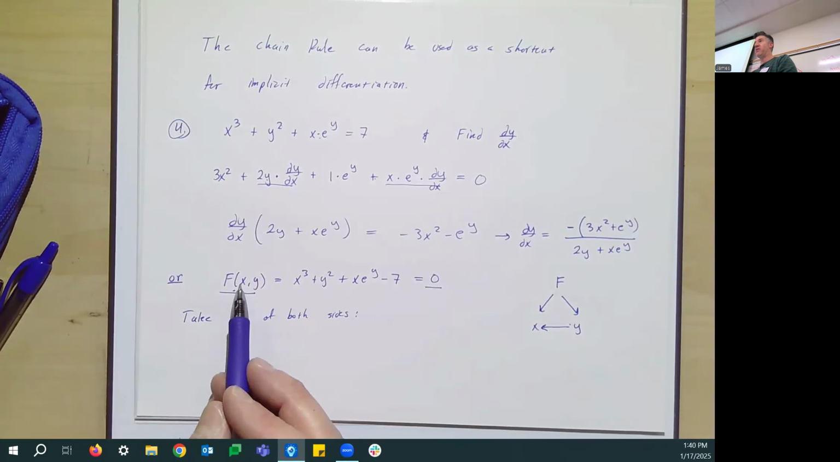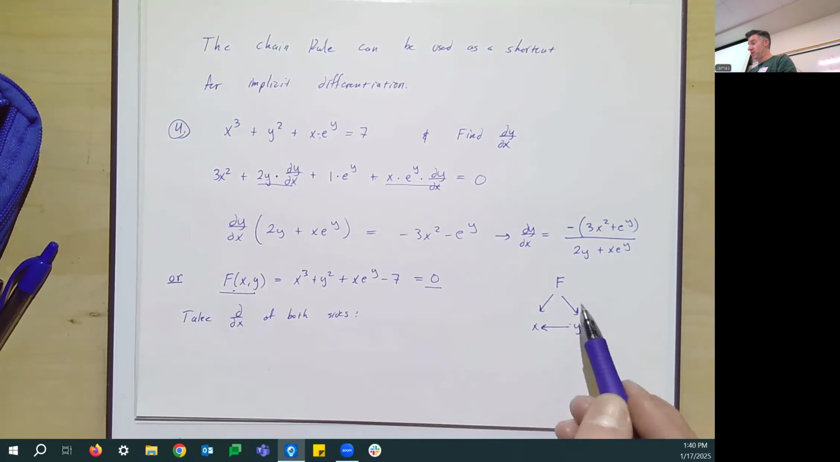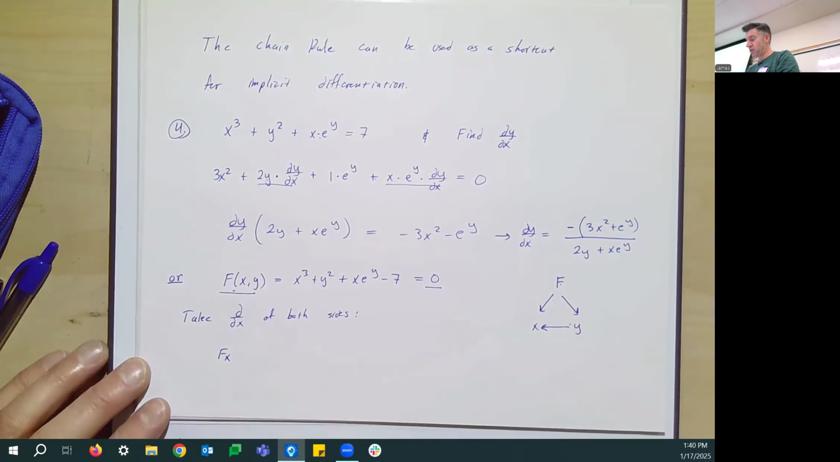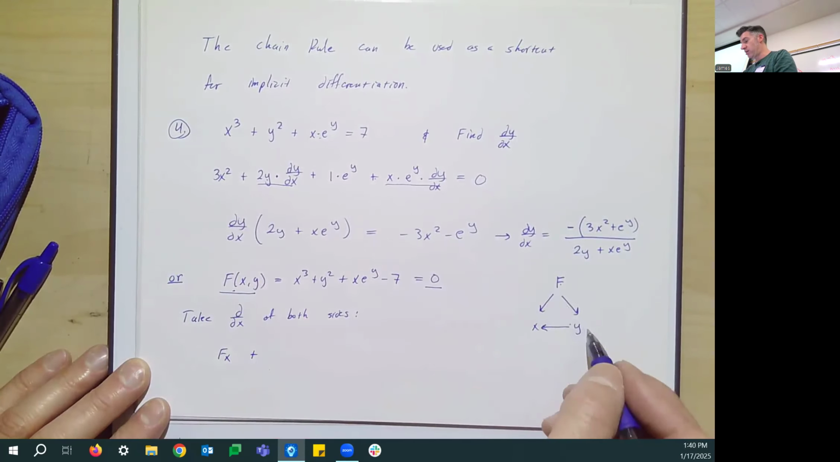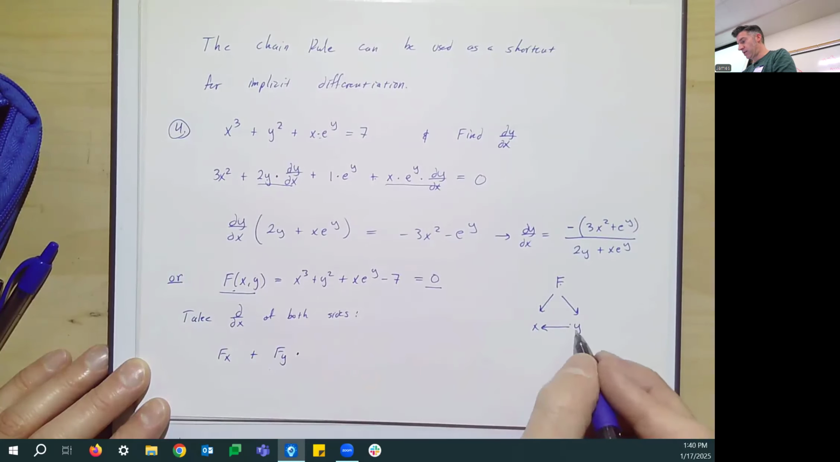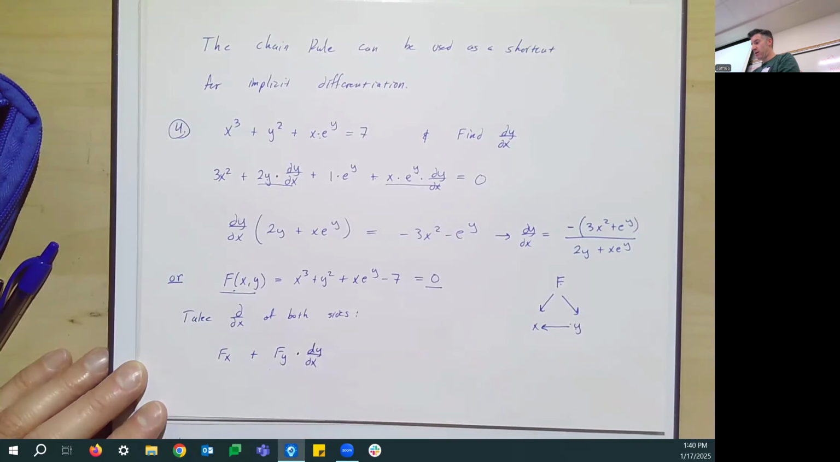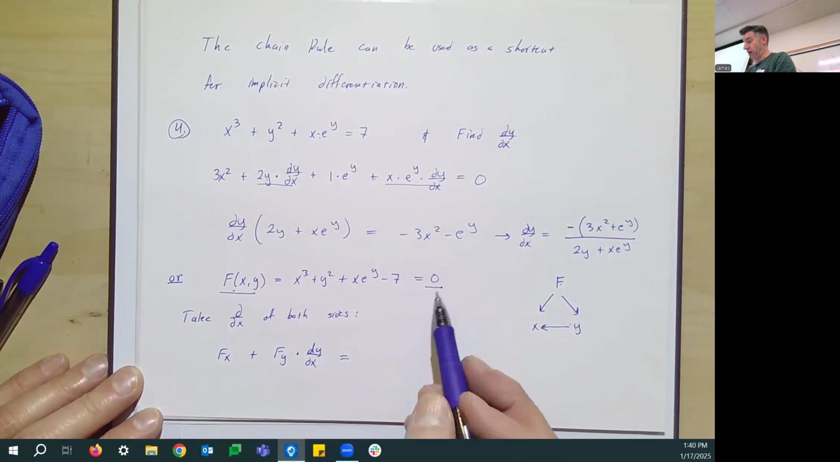So the derivative of f with respect to x, well, there's two paths that get me from f to x. There's either the path that goes straight to x, or there's the path that goes through y. That's going to be fy multiplied by dy dx. On the right-hand side, help me out. What's the derivative of 0? Right.